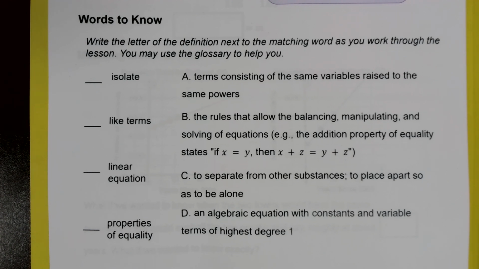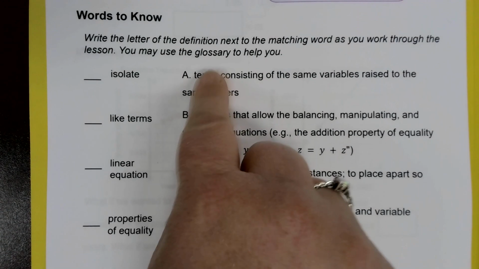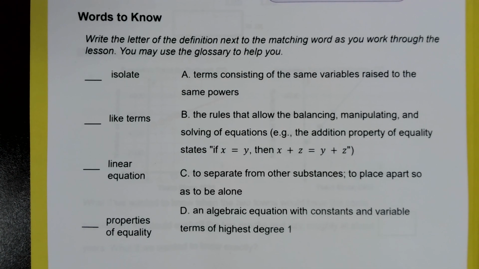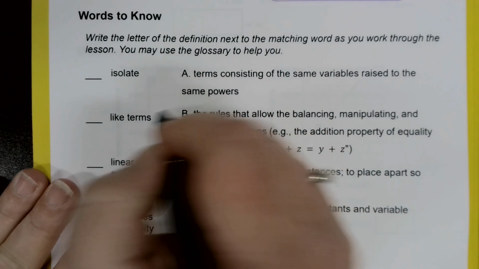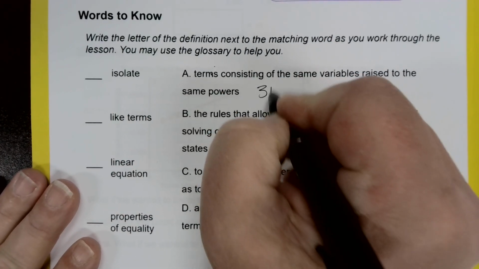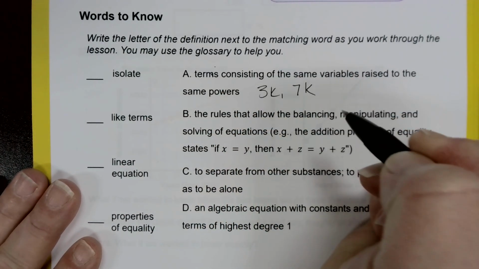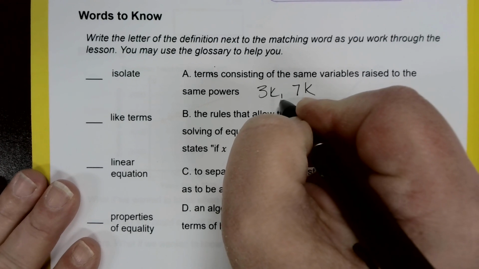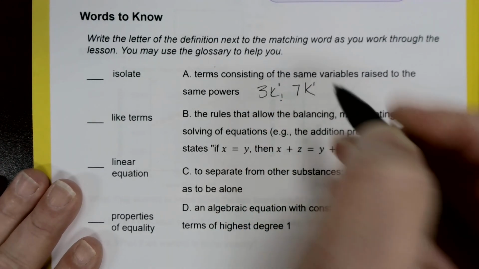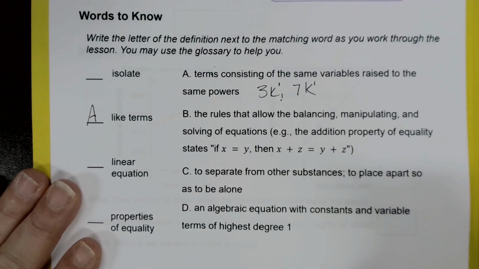So part A says, the definition says, terms consisting of the same variables raised to the same powers. So like, if it was K and K, 3K and 7K, just because I got more of them, 3K, 7K, they have the same variable, both raised to the first power. Those guys are like terms.